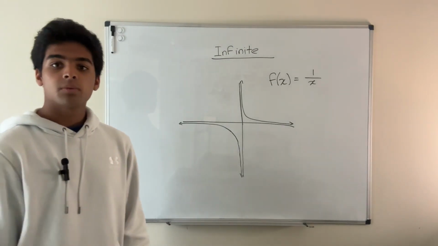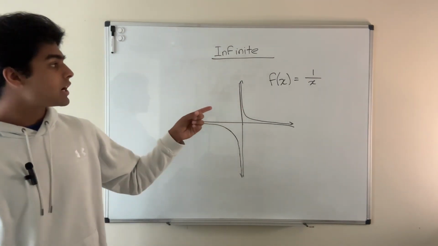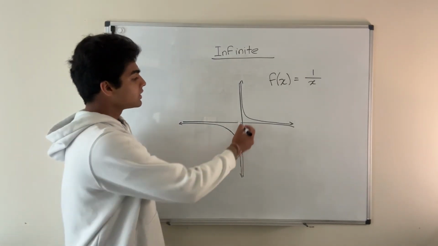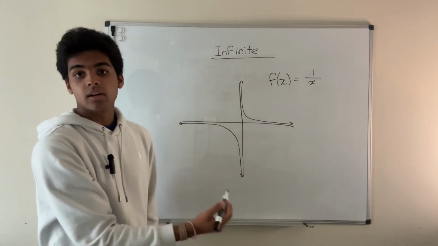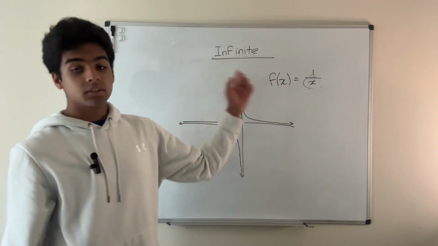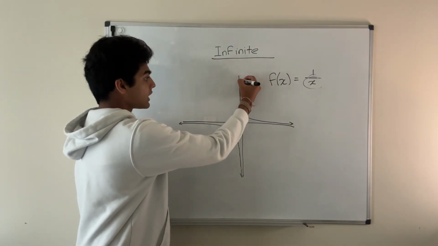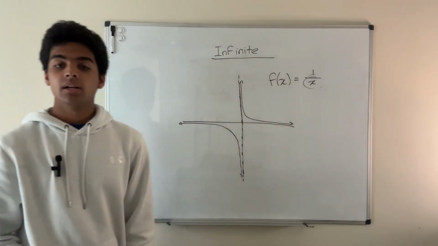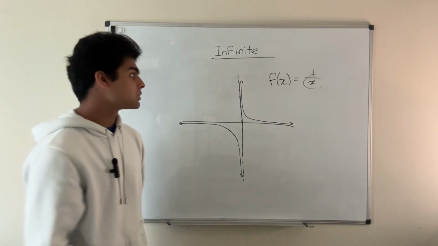Okay, so let's look at the first type of non-removable discontinuity. We have the infinite discontinuity. Here we have the function graph f of x equals 1 over x. As you can see, the graph goes to infinity right here and goes to negative infinity right here. When x equals 0, the denominator equals 0, but the numerator is still a value. So that gives us a vertical asymptote at x equals 0. Infinite discontinuities always have vertical asymptotes.